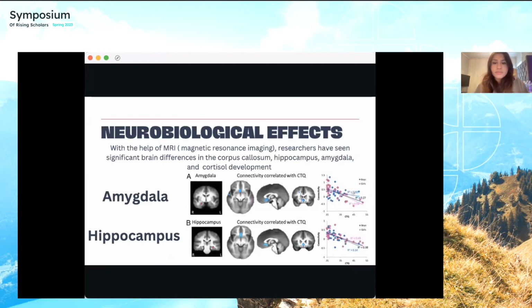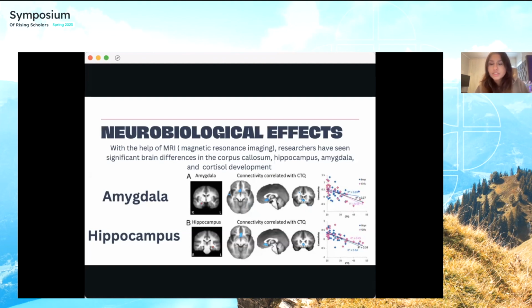So with the help of MRI, researchers have seen significant brain differences in the corpus callosum, hippocampus, amygdala, and the cortisol development. The amygdala is part of the limbic system, and the limbic system is the most affected when it comes to childhood maltreatment.